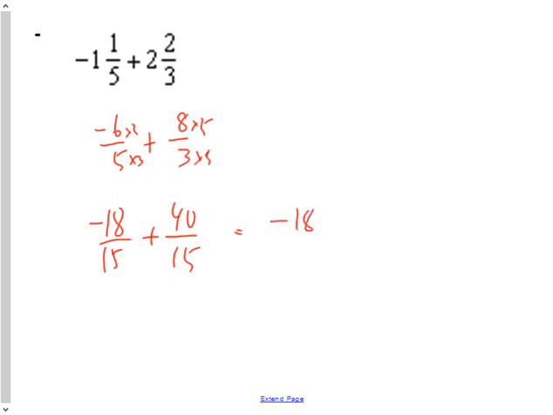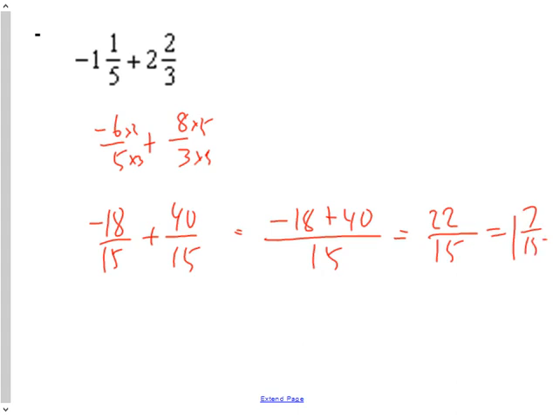Negative 18 plus 40, add your numerators, keep your denominator. I have more positives than negatives. How many more? I have 22 more positives than I do negatives. So your answer is positive 22 fifteenths, or 1 and 7 fifteenths.